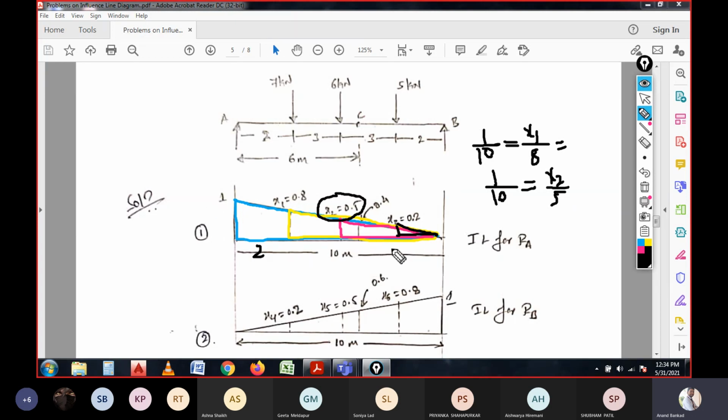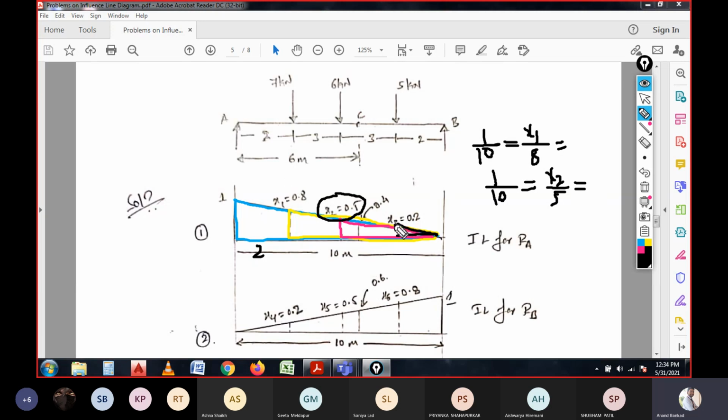For this triangle we have 10 meter span. For this pink color triangle we have 5 meter span. So 1/10 is equal to x2 by 5. So in this equation we can calculate the value of x2. And in the similar case, x3 is there.